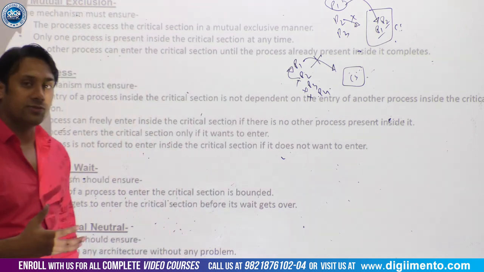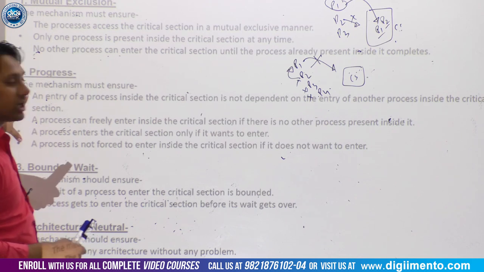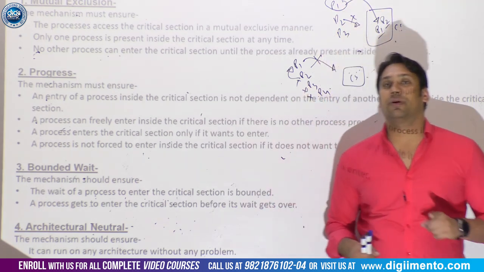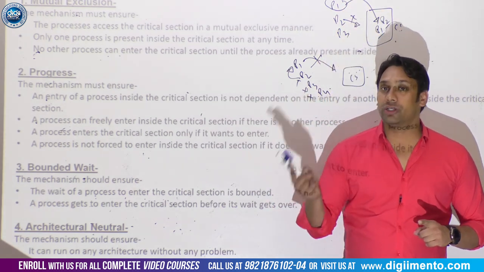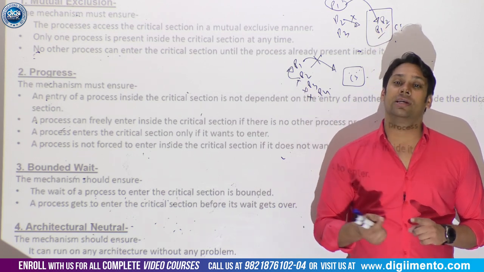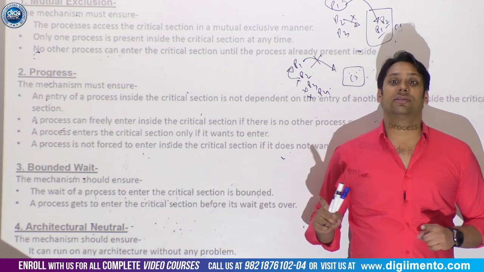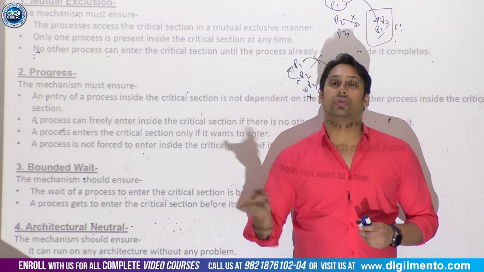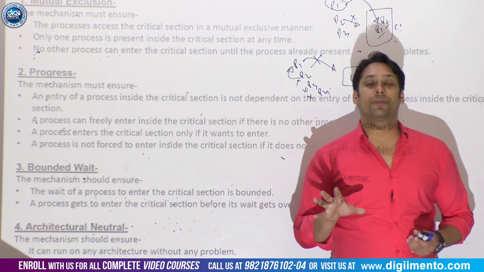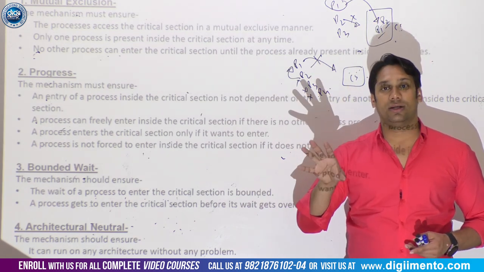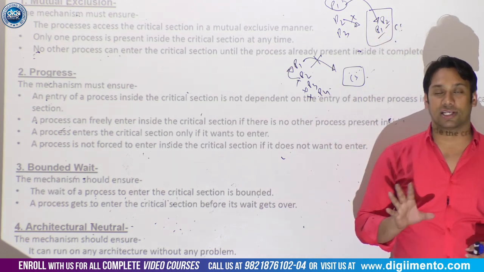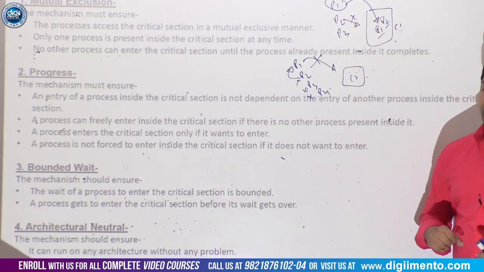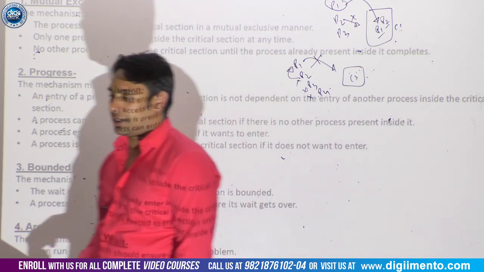So if I say progress is followed, it means all these four conditions should be followed. ये चारों की चारों conditions आपके पास progress में follow होनी चाहिए. कौन कौन सी? कि अगर एक process enter करना चाहती है तभी वो enter करे, दूसरे उसको फोर्स ना करें एंटर करने के लिए. दूसरा, अगर एक प्रोसेस एंटर करना चाहती है तो दूसरी प्रोसेसेस उसको रोक नहीं सकती. और कोई भी प्रोसेस फ्रीली एंटर कर सकते हैं क्रिटिकल सेक्शन में अगर क्रिटिकल सेक्शन फ्री है. तो कोई भी प्रोसेस क्रिटिकल सेक्शन में फ्रीली एंटर कर सकती है. Then that is called as progress. Okay, the third one is bounded waiting.